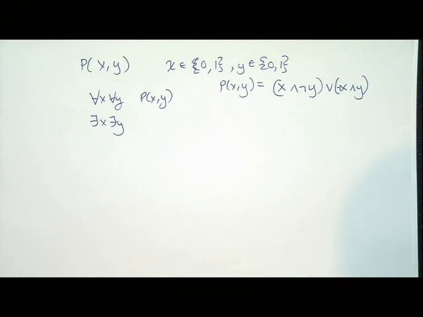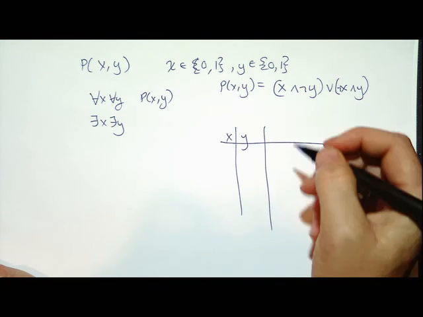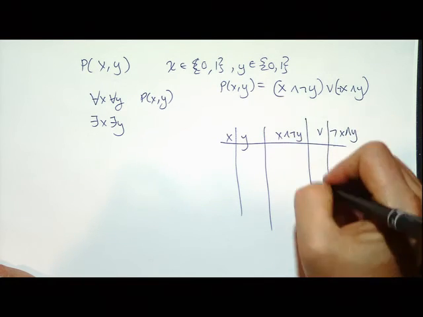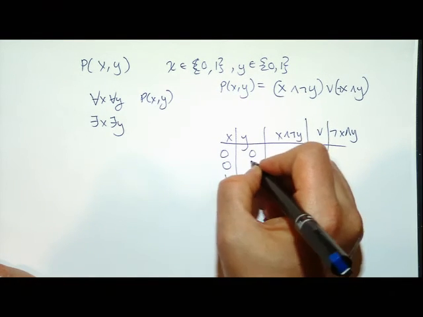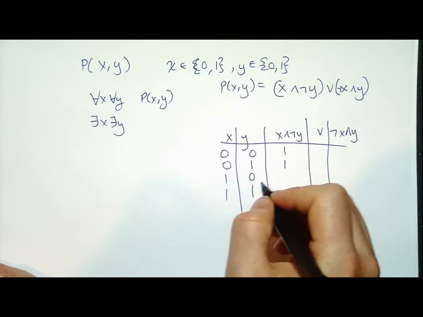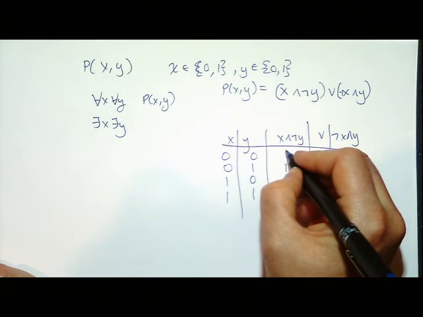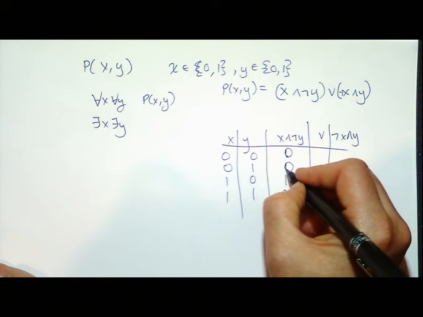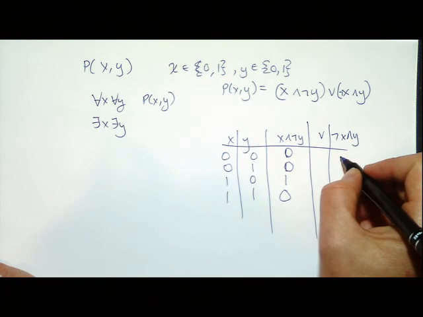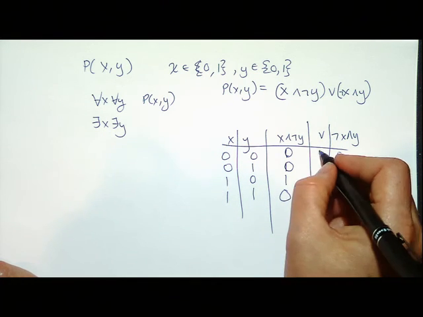Draw a truth table for P. That's what we should do. We know how to do that. It's easy. Okay, then we figure out x and not y. So x is false in those two. I'm sorry, I just totally did that opposite of what I was supposed to do. There we go. All right, and then not x and y. And then I OR them together.